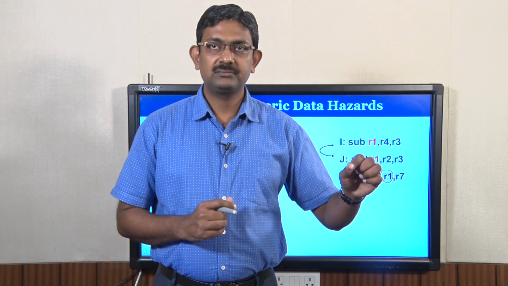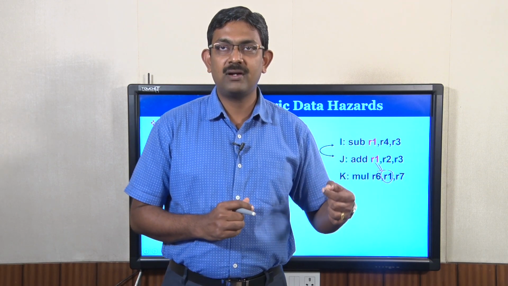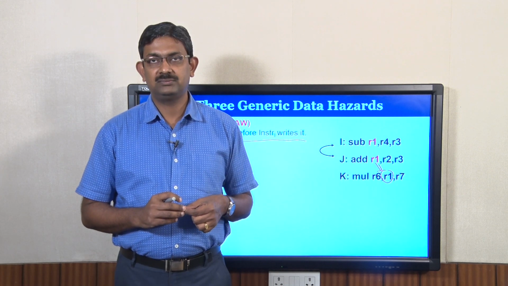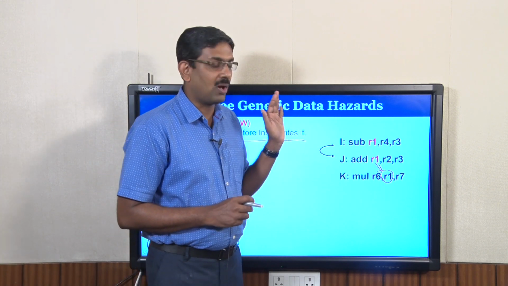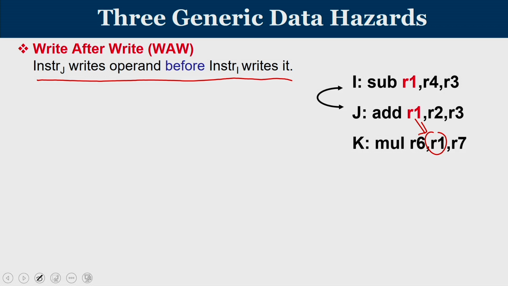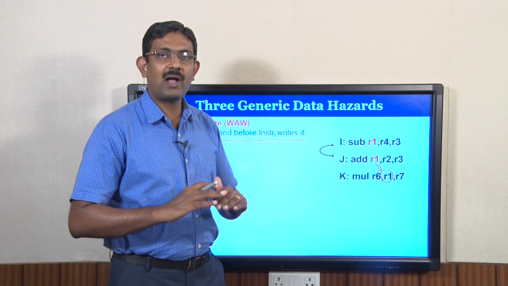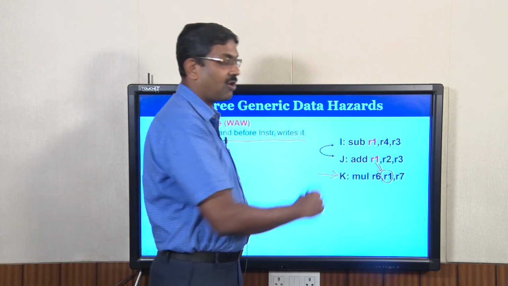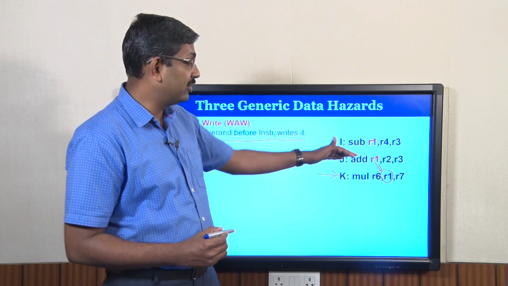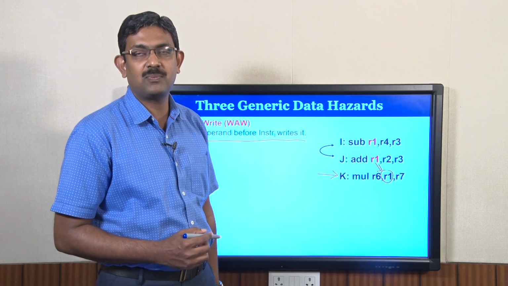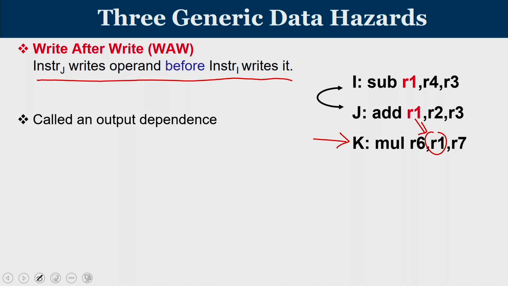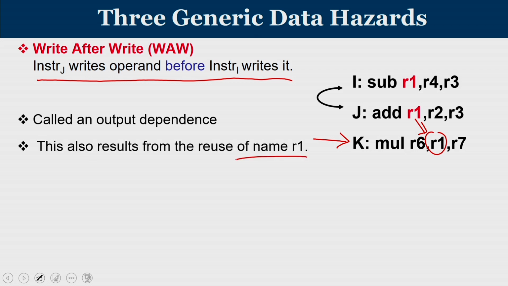instruction I writes into R1 after instruction J writes into R1. So, both I and J are writing into R1, and we expect that I completes followed by J. If there is a violation in the order in which the instructions write, then whatever value K is reading is wrong. So, K is going to read the wrong value of R1. K is supposed to get the value of R1 from J, not from I. This is known as output dependence. This is also happening because of the reuse of the name R1.